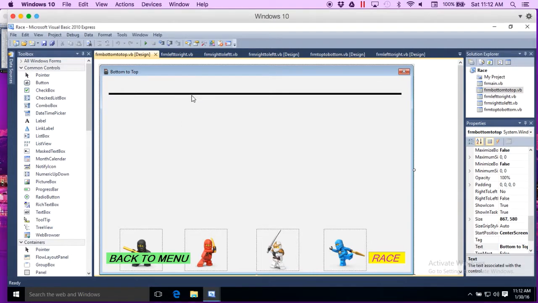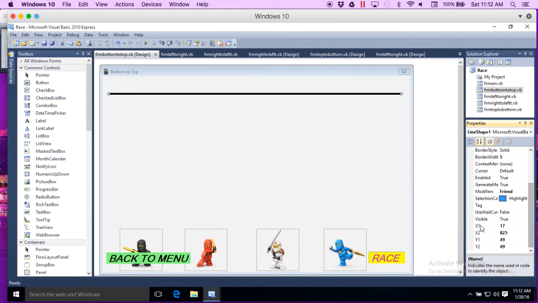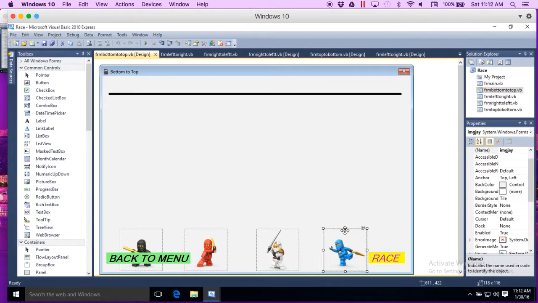The finish line, let's look at location or the coordinates: x1, y1, 1749, x2, y2, 825, 49. See, I don't care about the x coordinate. Now I'm racing vertically. It's 49. That's my magic number. There is a dot top property. So the first one to get the top of their image to 49 is the winner.